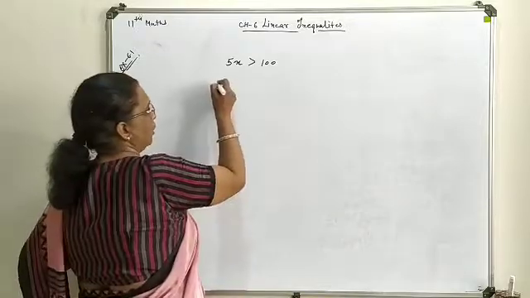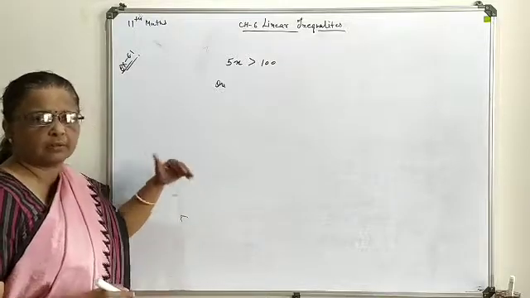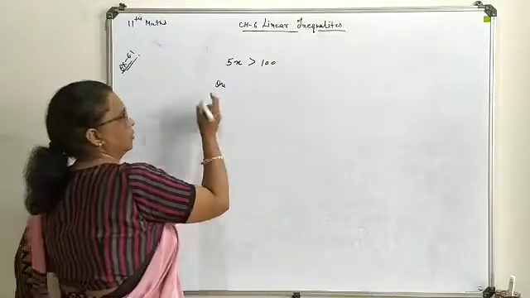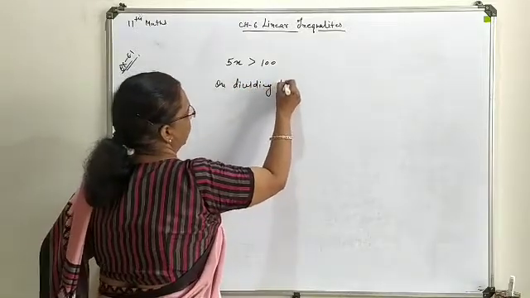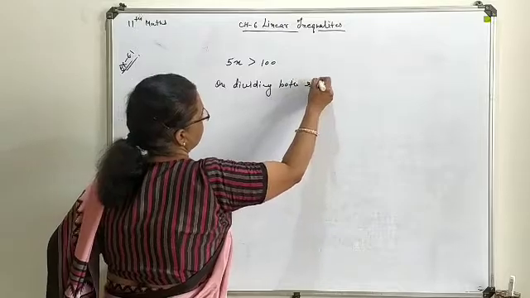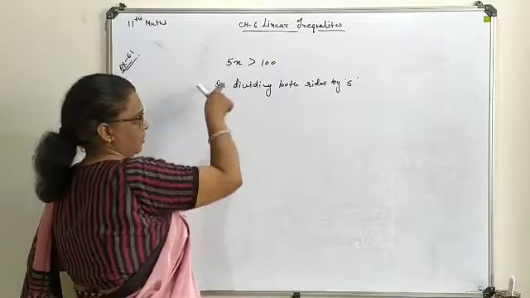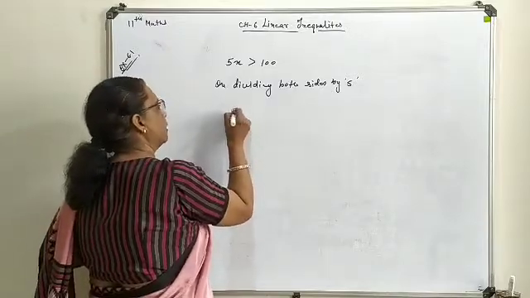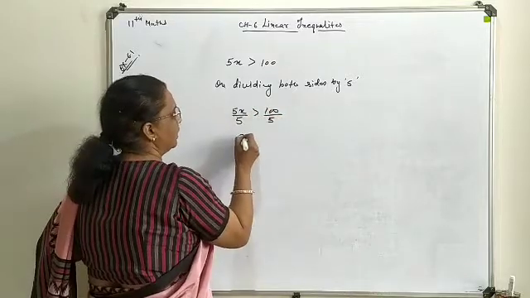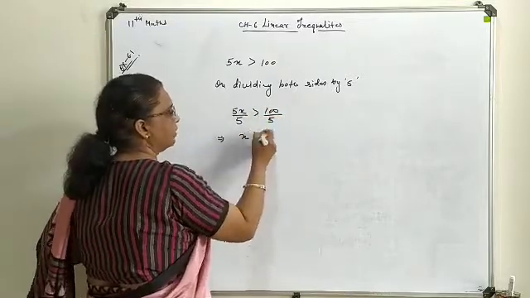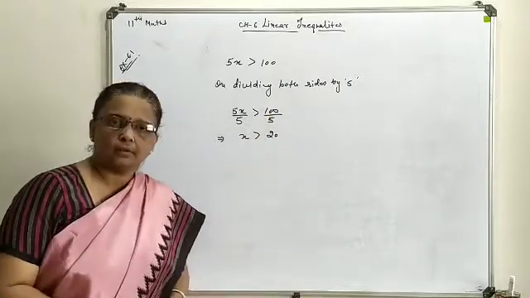So on dividing, in the beginning I am writing the step, otherwise afterwards you can make it implement directly. So on dividing both sides by 5. Anyhow x is to be separated out. So this will be your 5x upon 5 greater than 100 upon 5. This will give you x and this will give you 20. Means you can say your x is greater than 20.